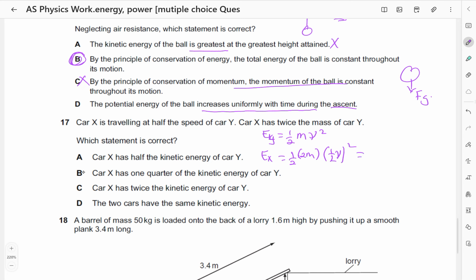This gives us a half M. Car X has twice the mass. Let this one cancel out so that I remain with a quarter M V squared. So I just divide the two equations. They said car X has half the kinetic energy of car Y. Let's verify. EX is a quarter M V squared divided by a half M V squared, times EY. So a quarter divided by a half becomes 2 over 4, which is 1 over 2 EY. So the kinetic energy of X is half that of Y. So this is correct.